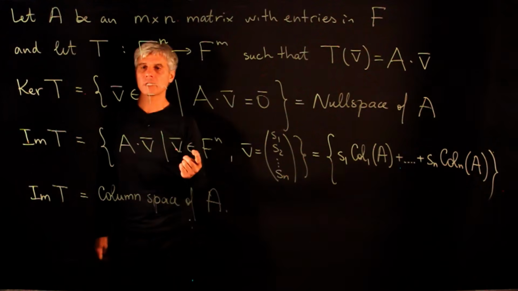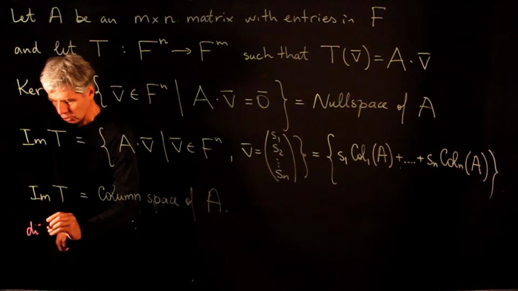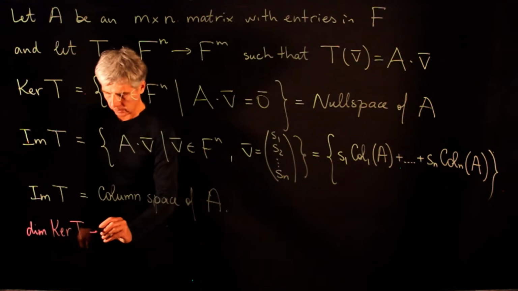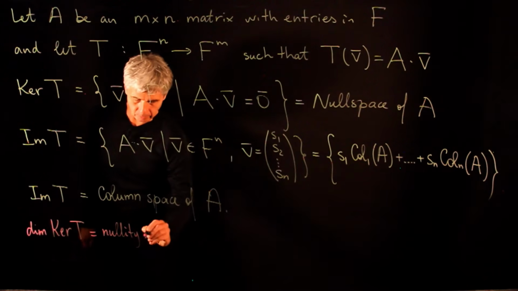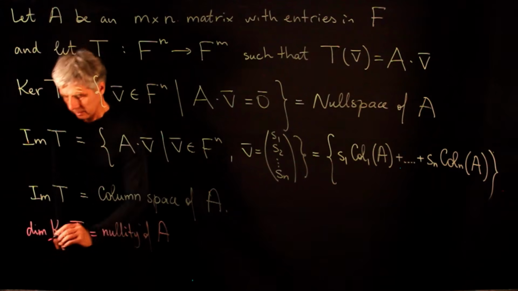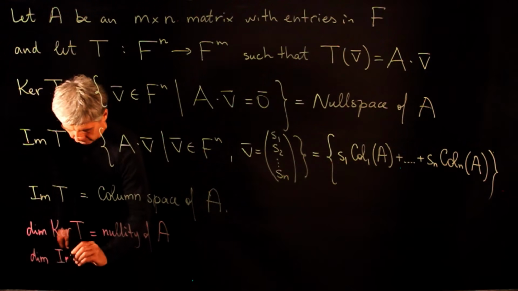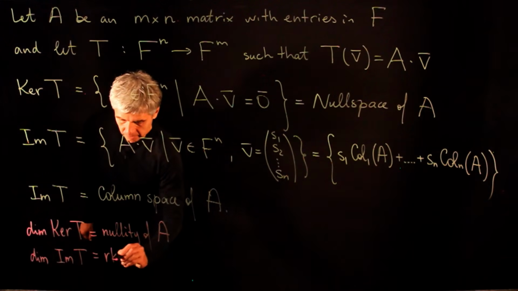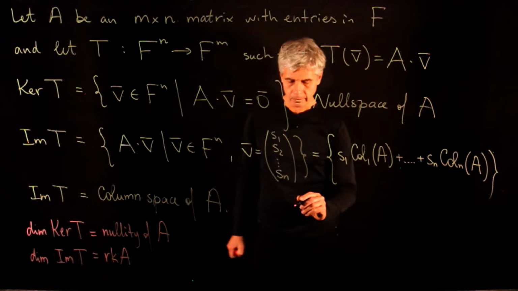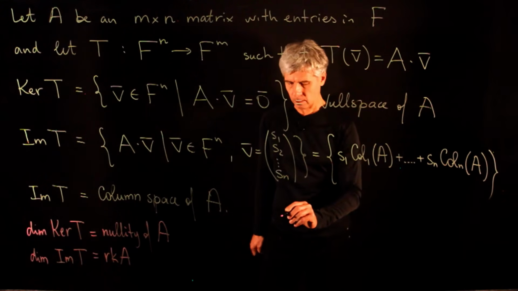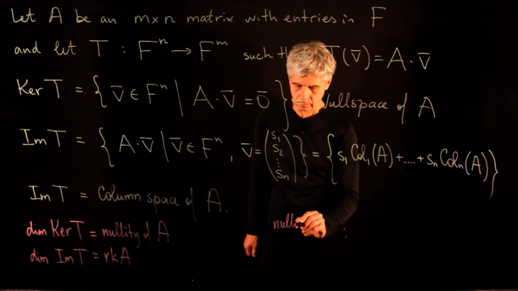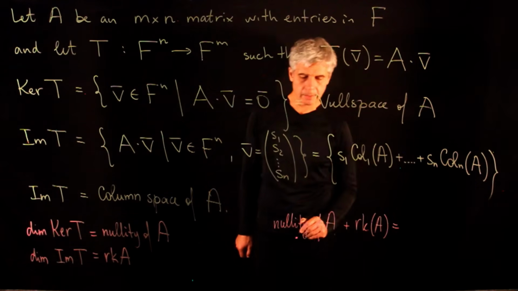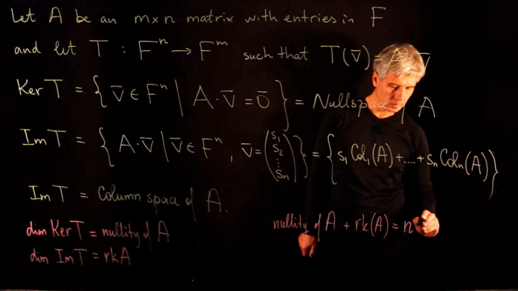Let us look at the dimensions of these spaces in this setting. The dimension of the kernel of T is the dimension of the null space of A. This is called the nullity of A. And the dimension of the image of T is the dimension of the column space of A. We know that the dimension of the column space of A is called the rank of A. We had a relation between these two numbers: if we add the nullity of A plus the rank of A, then the result is n, the number of columns.